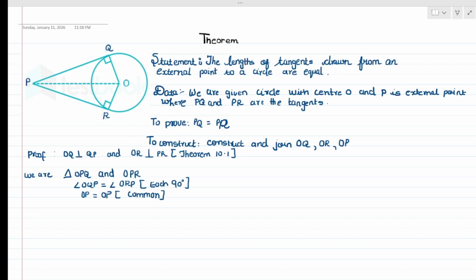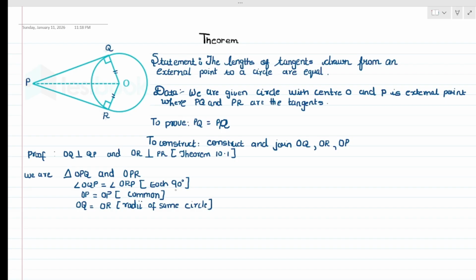And the last one, what you can see from the figure is that OQ is the radius of the circle, and OR is also the radius of the circle. That means OQ and OR will be equal for triangle OPQ and triangle OPR. So last you will write OQ is equal to OR. What is the reason? Because they are the radii of the same circle. So write the reason: radii of same circle.